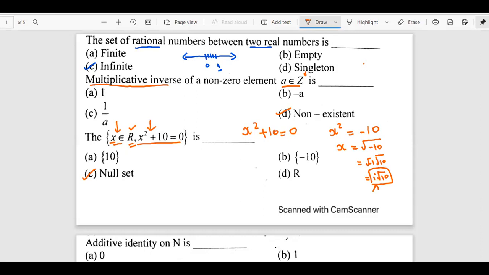C is the choice, right? You get correct. Sorry, yeah. So is this thing clear? Yes. Okay.